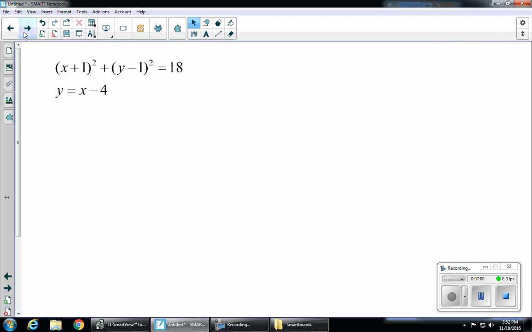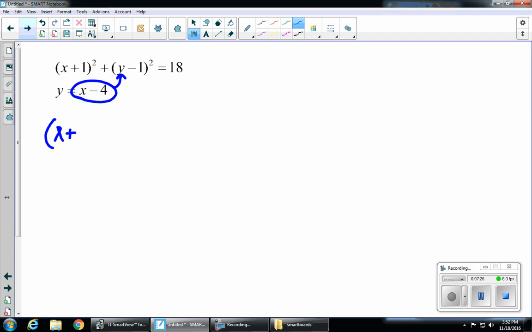Let's take a look at one more example. (x plus 1) squared plus (y minus 1) squared equals 18. That's my circle, and then my line is y equals x minus 4. In this example, I don't need to solve for x or y because it's already in y equals form. So what I'm going to start by doing is taking this and plugging in.